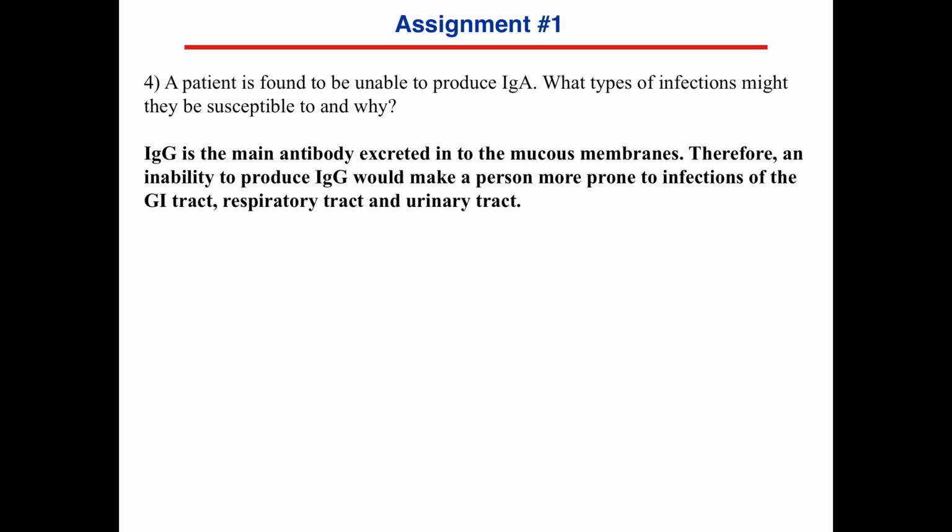There's a mistake on here with regard to that on this answer right here. It's IgA. So if you don't produce any IgA, then you're going to be more prone to infections in these mucous membrane areas.